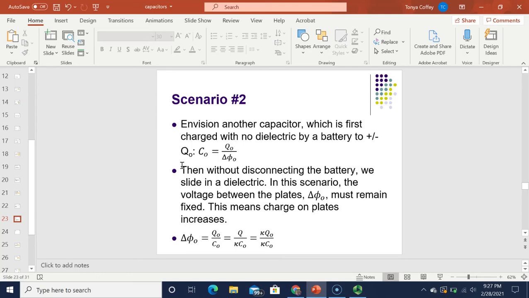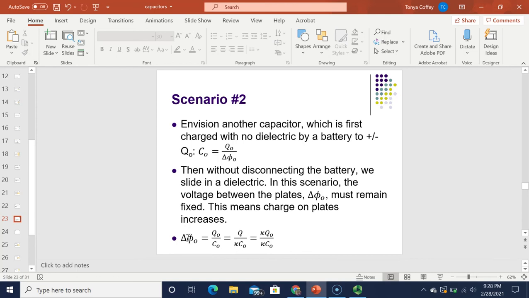All right, but now here's where I switch it up. I'm not going to disconnect the battery. I'm going to leave the battery connected, and now I'm going to slide in a dielectric. In that scenario, the battery forces the voltage between the capacitor plates to remain the same, so delta V naught does not change. It remains fixed. If we rearrange our equation for capacitance, then delta V naught is equal to Q naught over C naught before insertion of the dielectric. Now, after insertion of the dielectric, our capacitance jumps up. Instead of C naught, it's now kappa C naught.